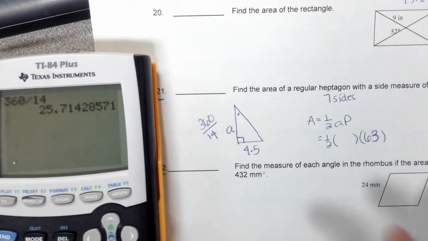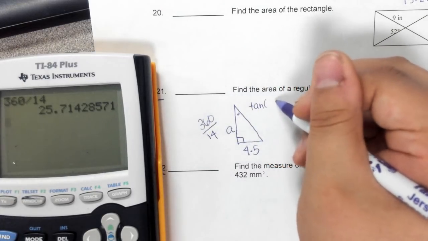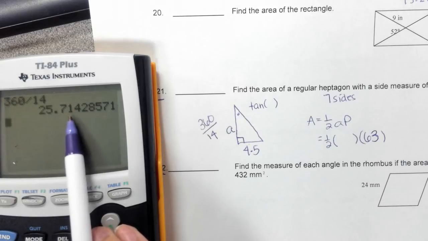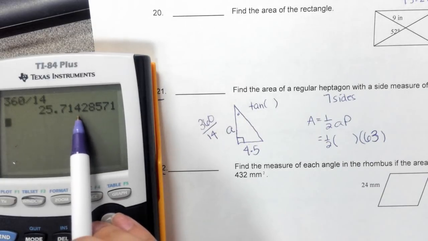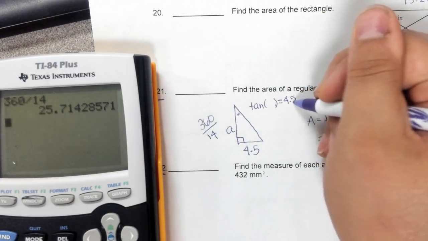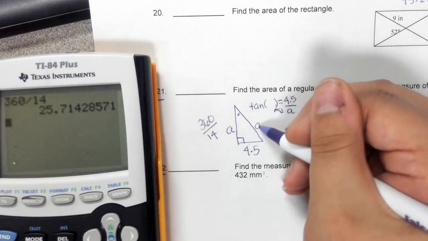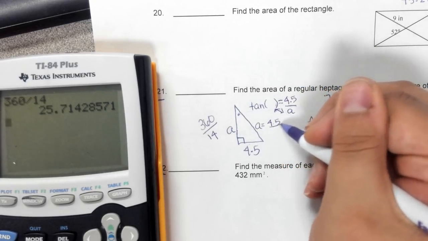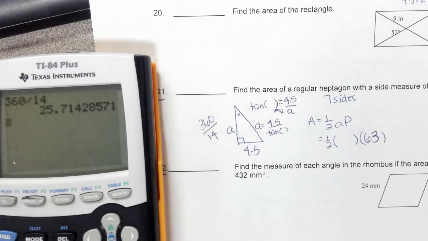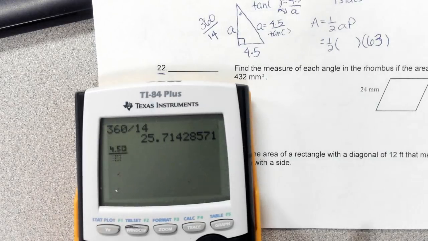So we got to do trig. I have opposite and adjacent. So I'm going to do the tangent of this number right here. I'm not going to write it in. It's just that number. Equals opposite 4.5 over the A. Switch them around. So A equals 4.5 over the tangent of that number. So in here, I'm going to write 4.5 over the tangent of arrow up.